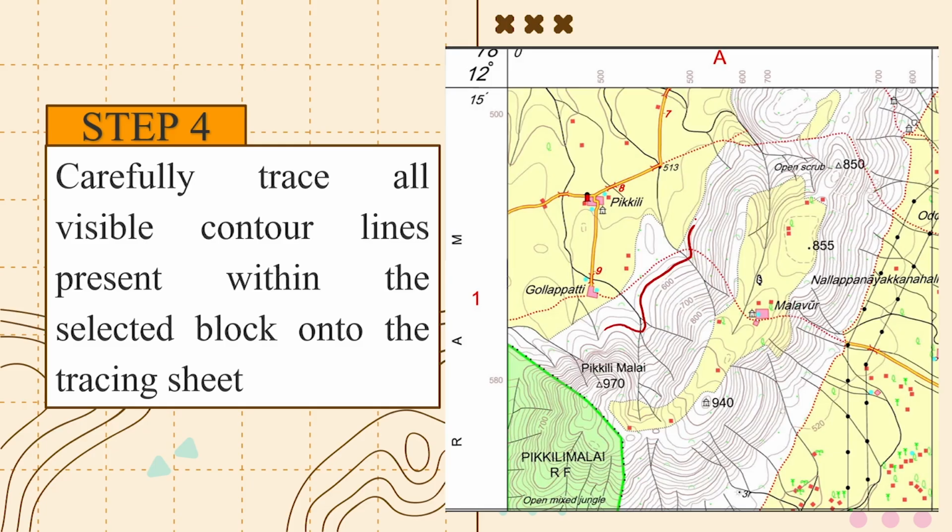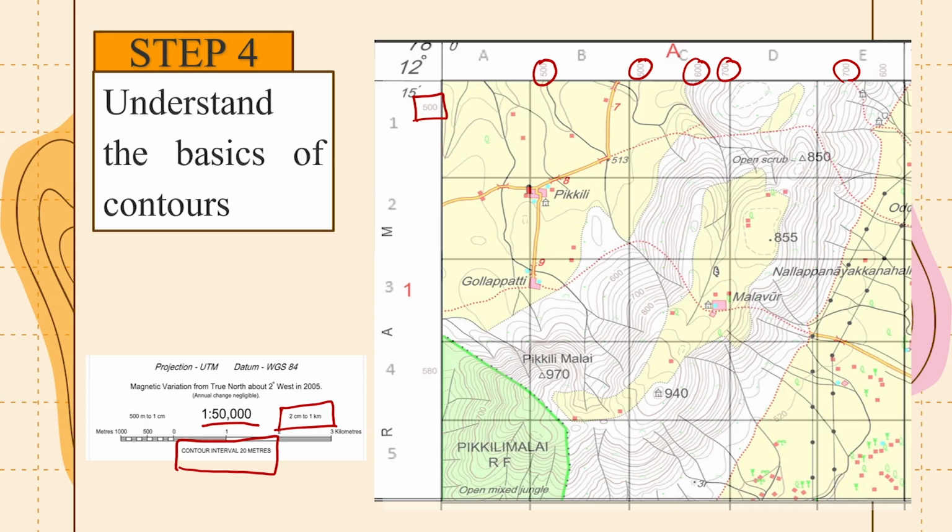So, how to calculate the value of these? Now comes the role of the contour interval of 20 meters. How to do this? If, for example, you see the 600 here, the line above the 600 meters will be lesser than 600, which means the line represents 580, and moving on further, we will be able to see one more line which represents 560.